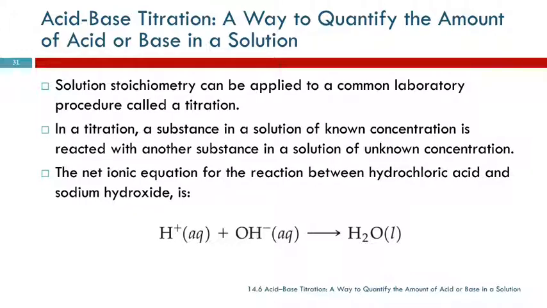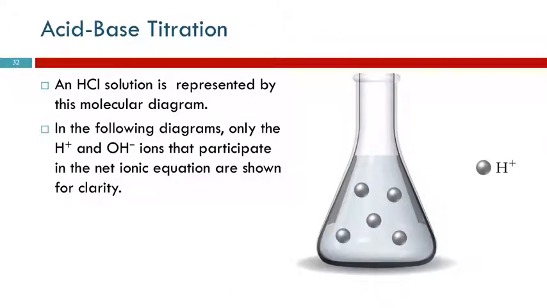So a titration, we have a substance in a solution where we know what the concentration is. We're going to react it with another substance where we don't know the concentration. The idea is to find out what's the concentration of that unknown thing. So if we're looking at HCl and sodium hydroxide, as with many acid-base reactions, here's our net ionic equation. So we're just going to look at the net ionic reaction.